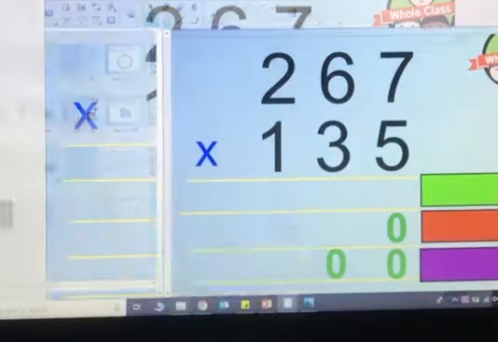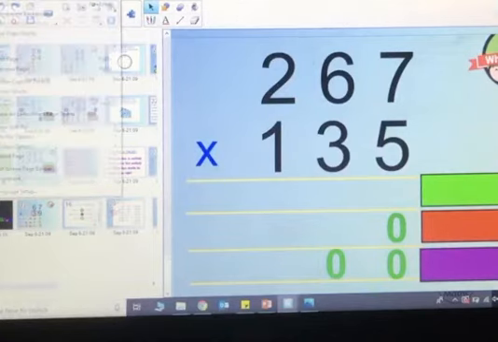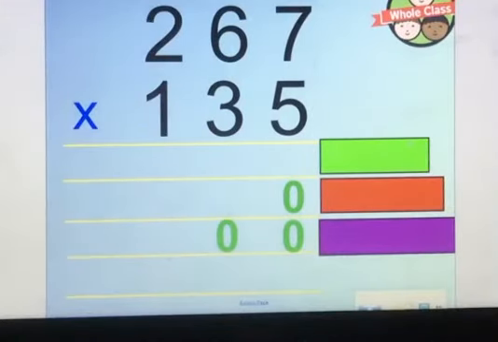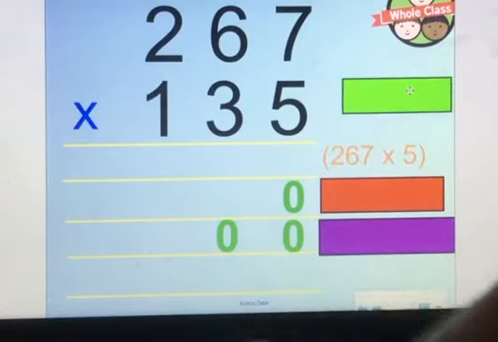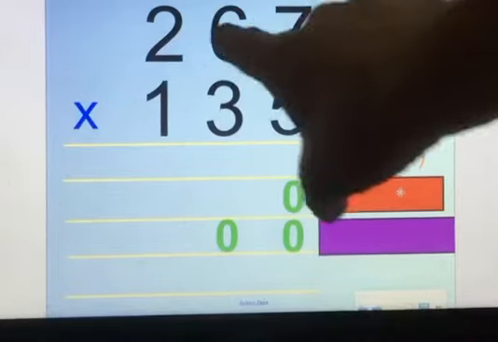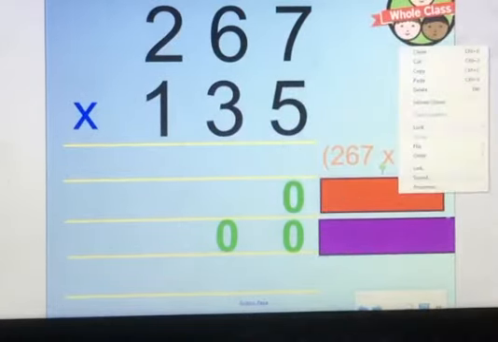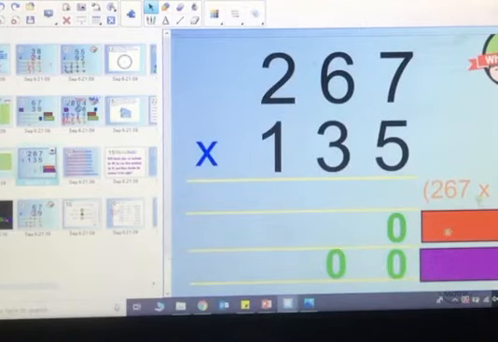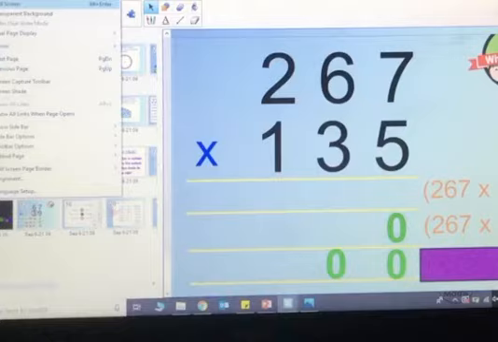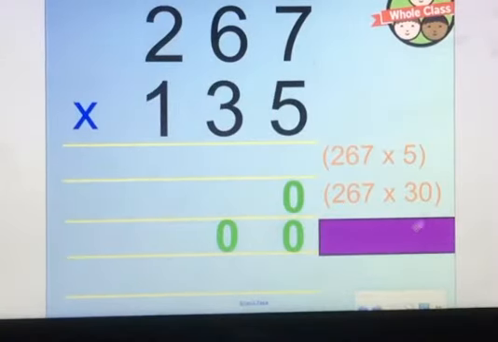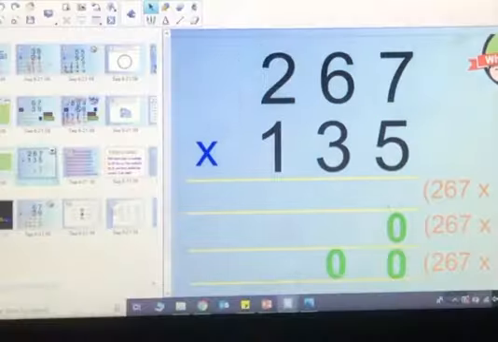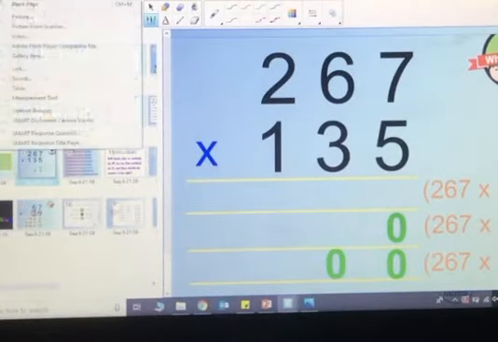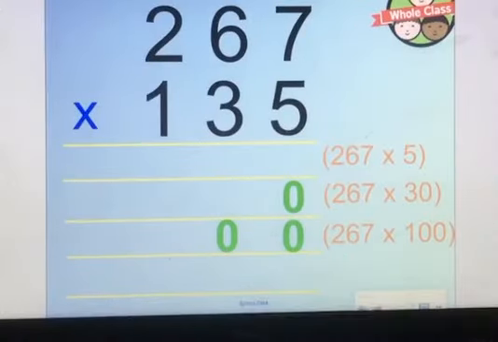So let me get the pointer back on. Under the green rectangle will be 267 times by 5. Under the red will be 267 times by 30. And under the purple, should be 267 by 100 times 100 there. Perfect. So let's quickly do the maths. Just want to show you that timesing by 3 numbers or even 4 digits, it's not that much harder.